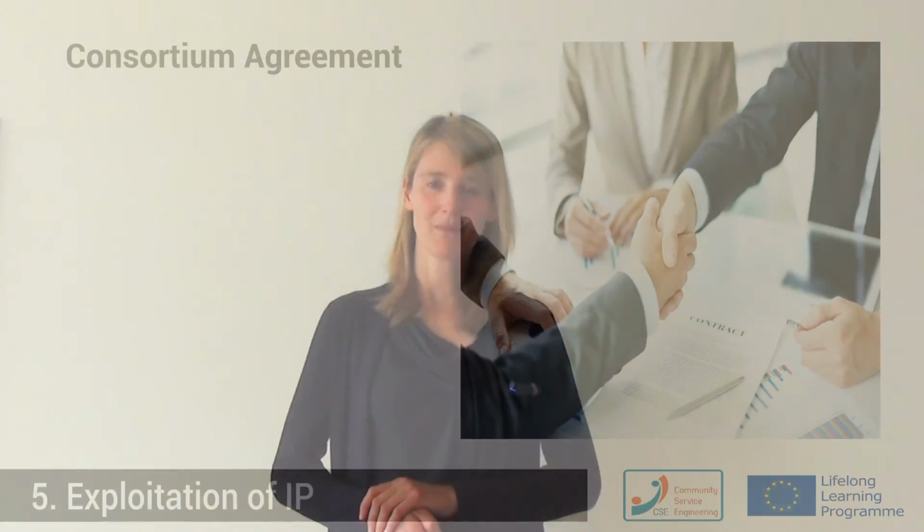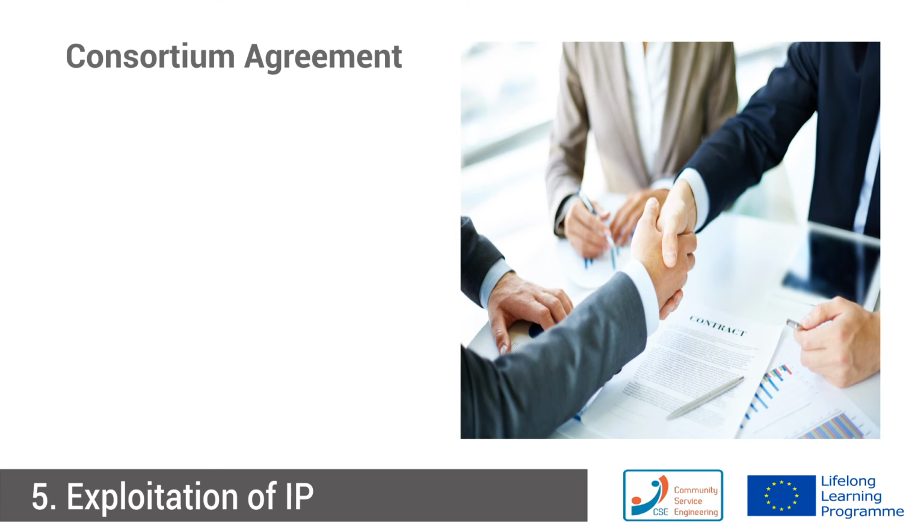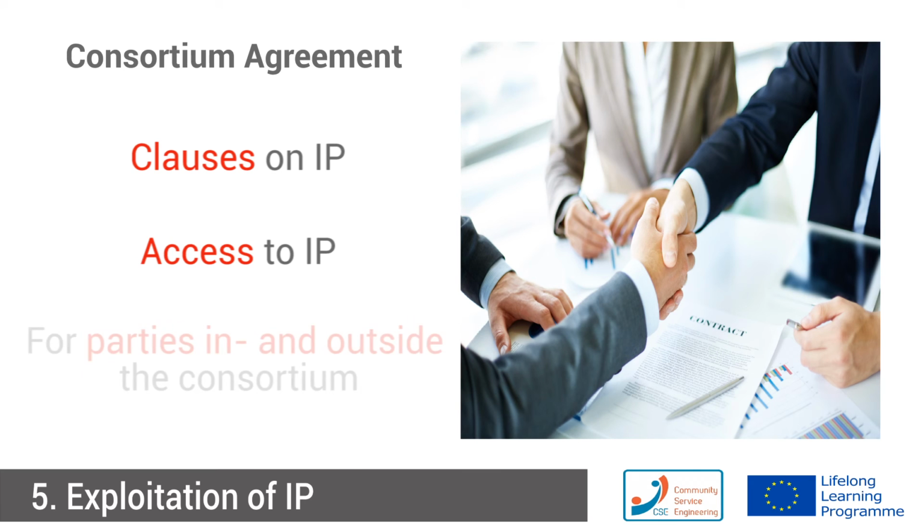However, how does this go in collaborative projects where different parties need to collaborate, where different parties need to have access to the different types of inventions that reside with these different parties? In that case, a consortium agreement is concluded. An agreement that contains particular clauses on intellectual property rights and also on access to these intellectual property rights, on access to these patents for the different parties within the consortium, but also for third parties outside the consortium.